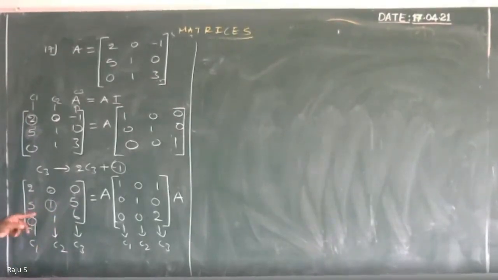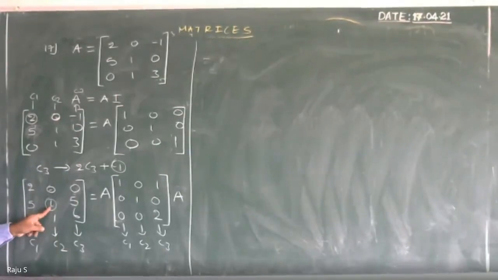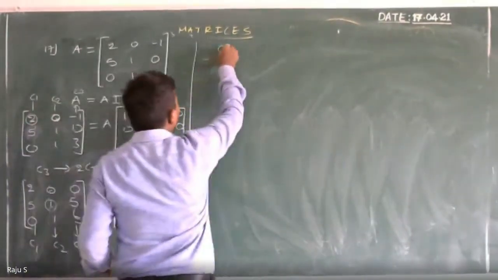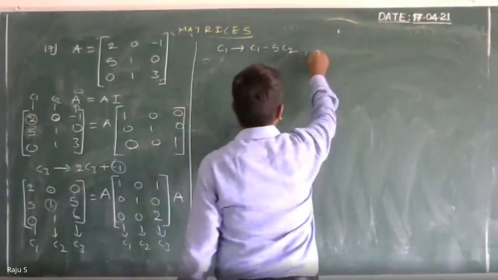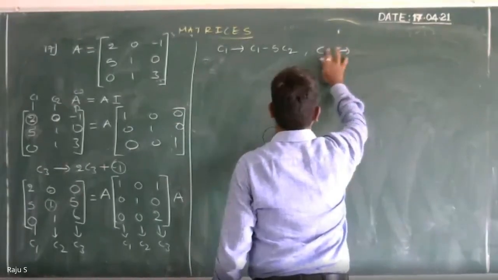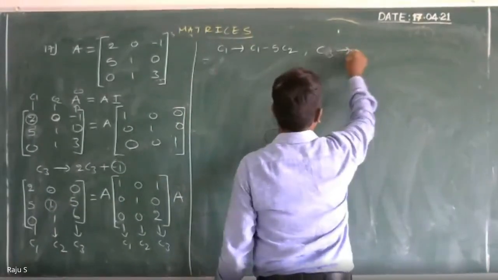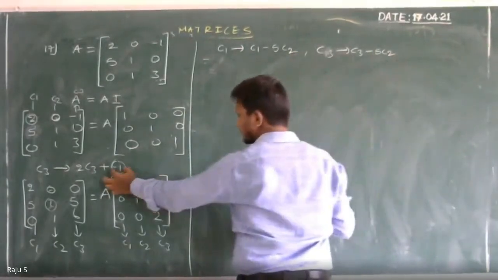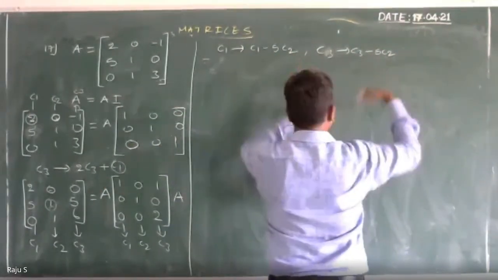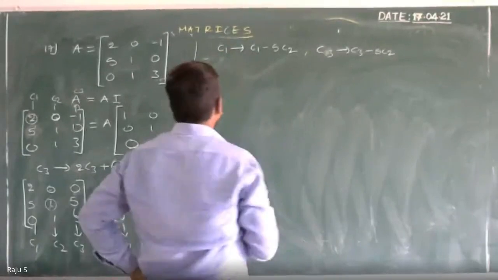Right. So use one, you can make the remaining two elements 0. So one belongs to C2. So C1 is 5. So C1 tends to C1 minus 5C2. Is it clear? C1 tends to C1 minus 5C2. Then the element becomes 0. In the same way, C3 tends to C3 minus 5C2. One belongs to C2. I'm using C1 and now I want to use C2. Next, I want to use C3. Okay.